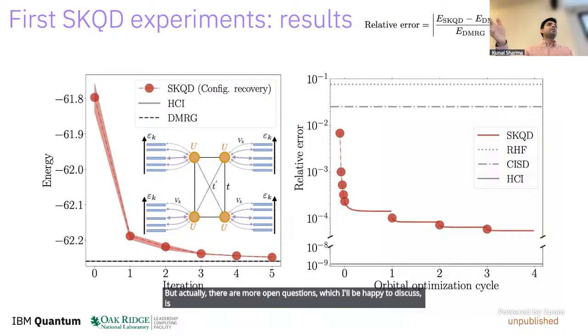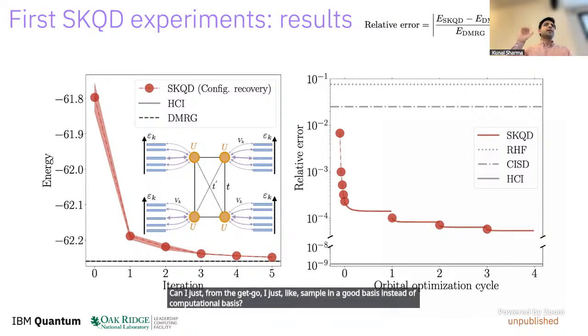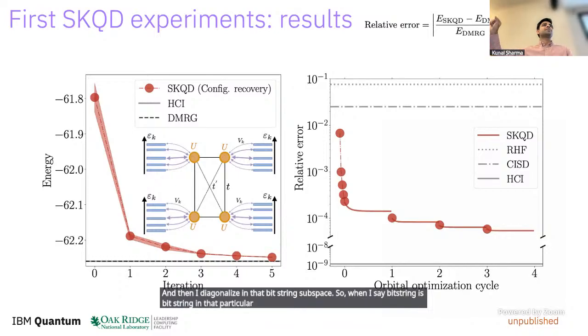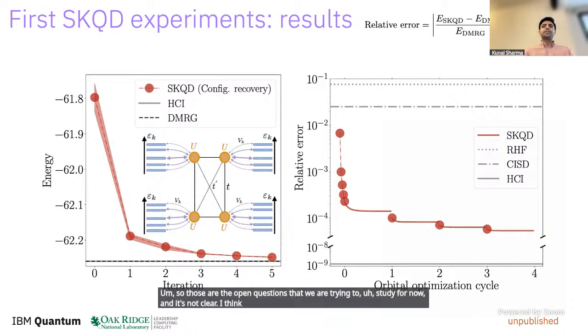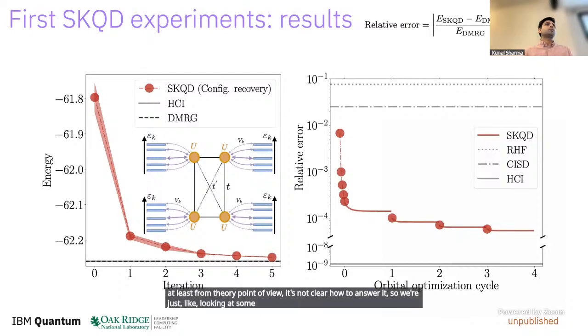Given a Hamiltonian, what basis should I sample in? Can I just, from the get-go, sample in a good basis instead of the computational basis? So I can apply time evolution circuits and then sample in that basis, which is informed by the problem, and then I diagonalize in that bit string subspace. So when I say bit string, it is a bit string in that particular basis subspace. Those are the open questions that we are trying to study for now. And at least from a theory point of view, it's not clear how to answer it, so we're looking at some heuristic approaches to learn that.